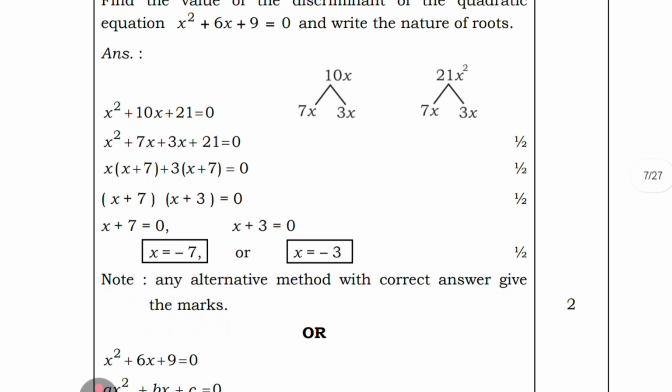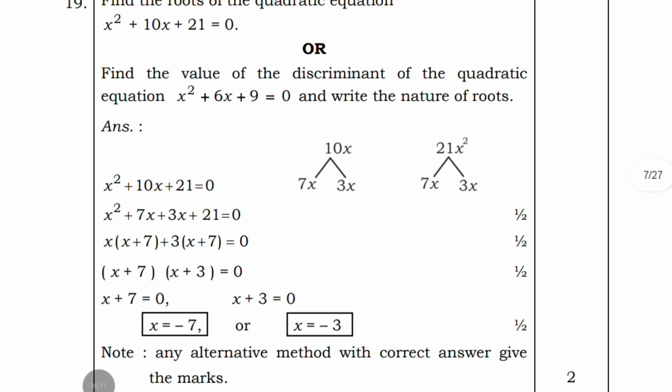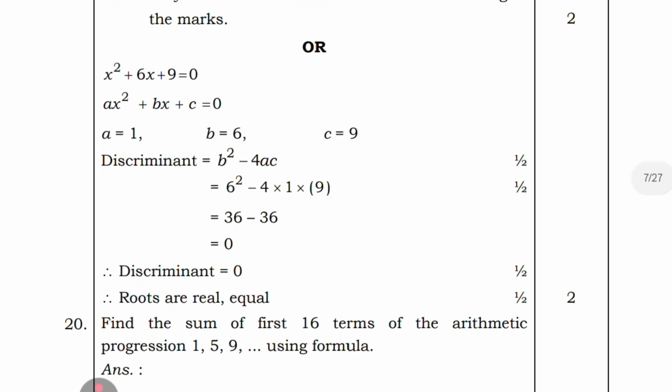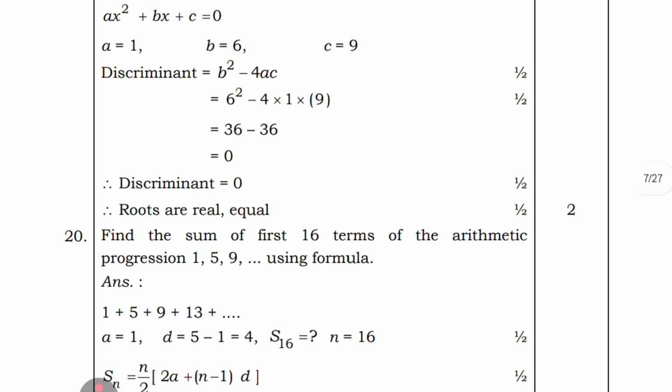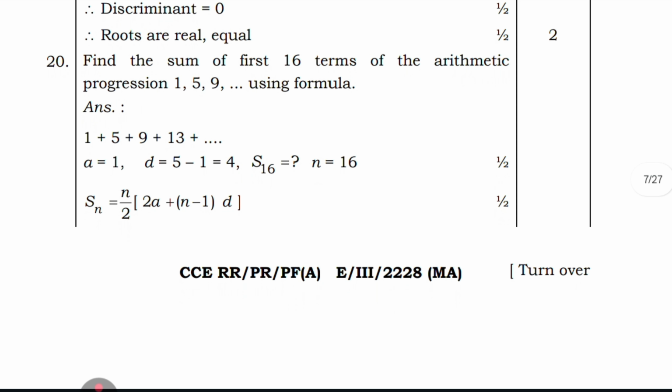For the 19th question, you can see here the answer is x is equal to minus 7 or x is equal to minus 3. And coming to the OR, here is the OR answer, which they have also told to find the roots. Here the answer is real and equal. Real, comma, equal. 20th question, find the sum of the first 16 terms of the arithmetic progression 1, 5, 9 using the formula. Here is the answer.